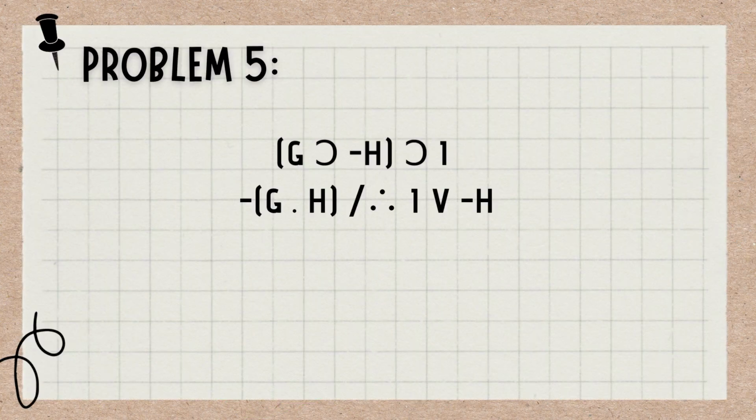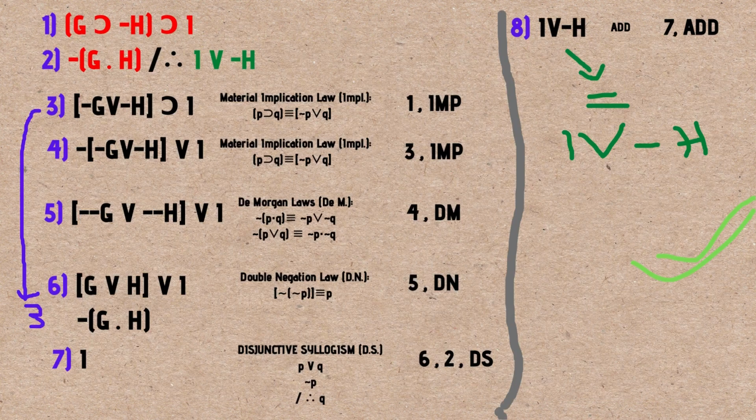So the fifth problem looks pretty easy, right? So we have two premises and one conclusion. G implication, negation H implication I is the first premise, and negation G conjunction H is the second premise. Therefore, I disjunction negation H. So we are applying material implication law to the first premise.